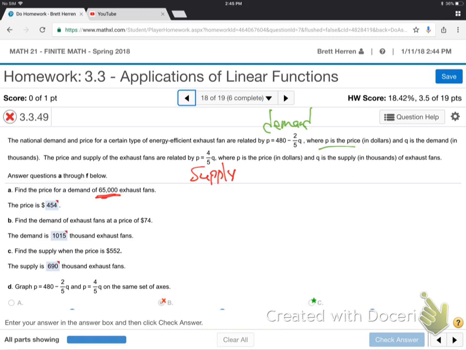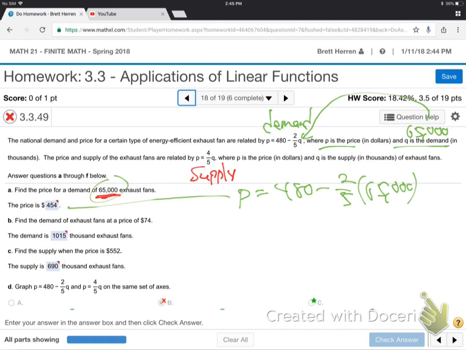And they're saying P is the price, Q is the demand. The demand is 65,000. So they're saying take 65,000 Q, plug it in right there. So P is 480 minus 2/5 times 65,000. Does that make sense what I'm doing there? I found which equation, well, they're talking about demand, go to that one, and they're saying find P for a demand, 65,000. So just use your calculator on that, and I guess you'll get this answer they have right there.